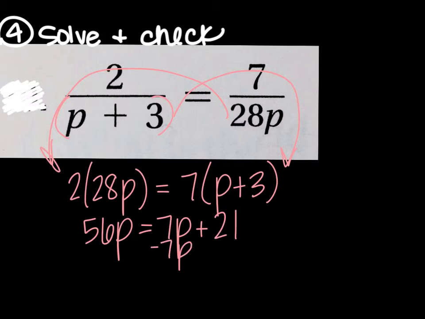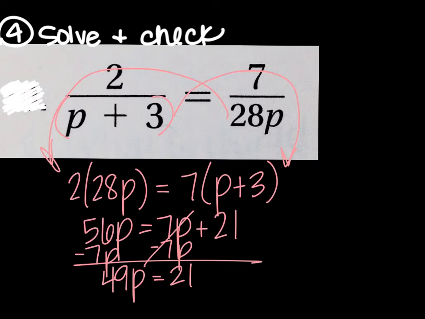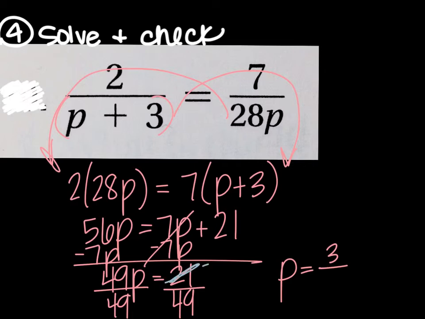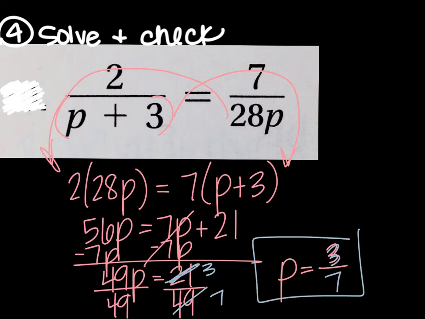So subtract 7p, and you get 49p equals 21. Divide by 49. So p is, 7 will go into both of those. 7 will go into 21 3 times. 7 will go into 49 7 times. So 3/7.